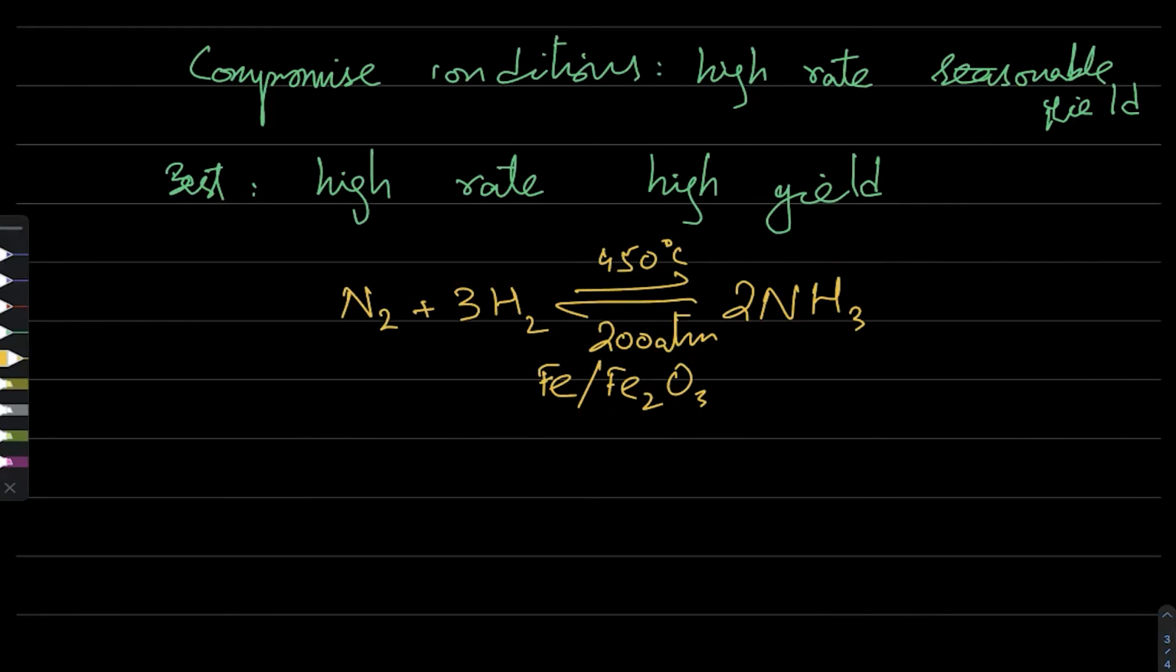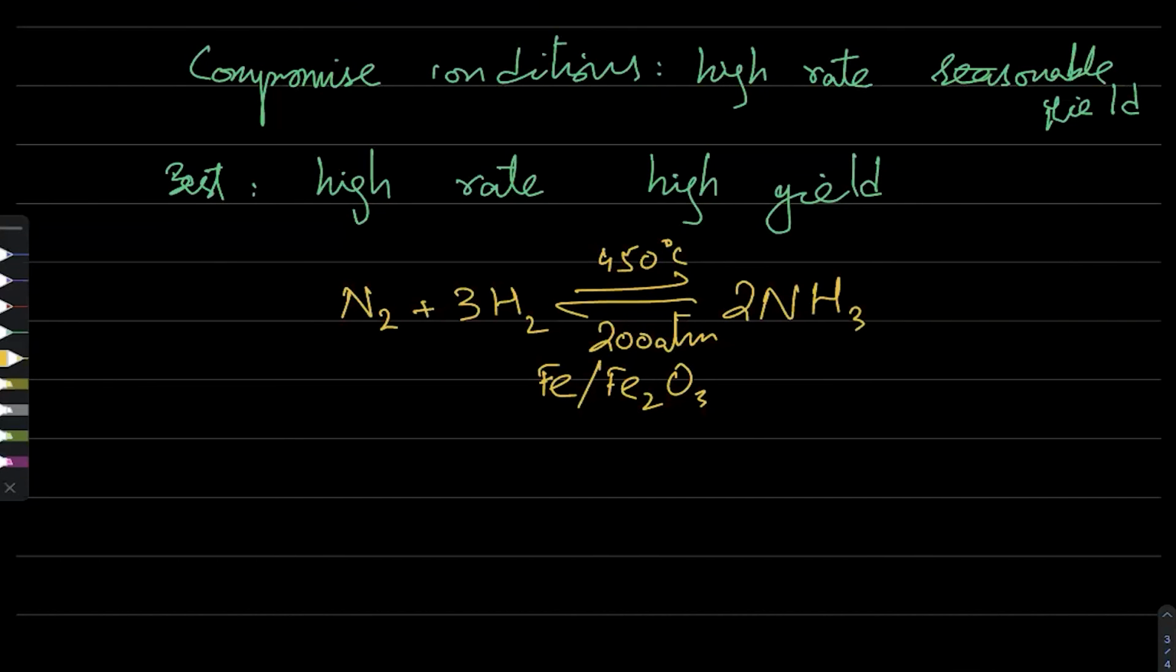Doesn't concentration only affect yield? Not really. If you look at this, you have 4 moles of gases on the left side and 2 moles of gas on the right side. So at high pressure, the equilibrium moves forward. It favors the forward direction, so it will produce more ammonia. It will give us a higher yield. So as far as pressure is concerned, that's a good thing for us.